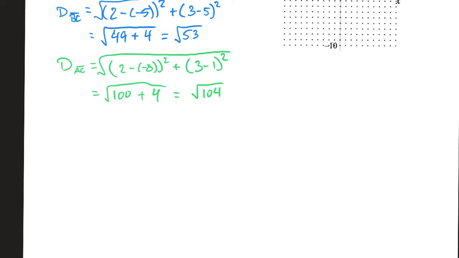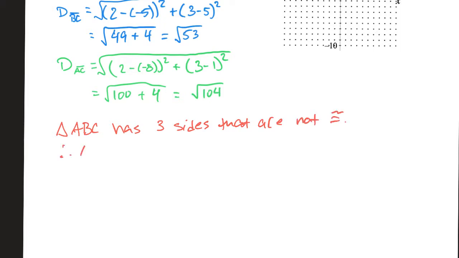So now I just need to formulate my arguments, aka write my sentences. So triangle ABC has 3 sides that are not congruent. Therefore, triangle ABC is isosceles. Oops, there's an S before that, see? There we go. That's it.